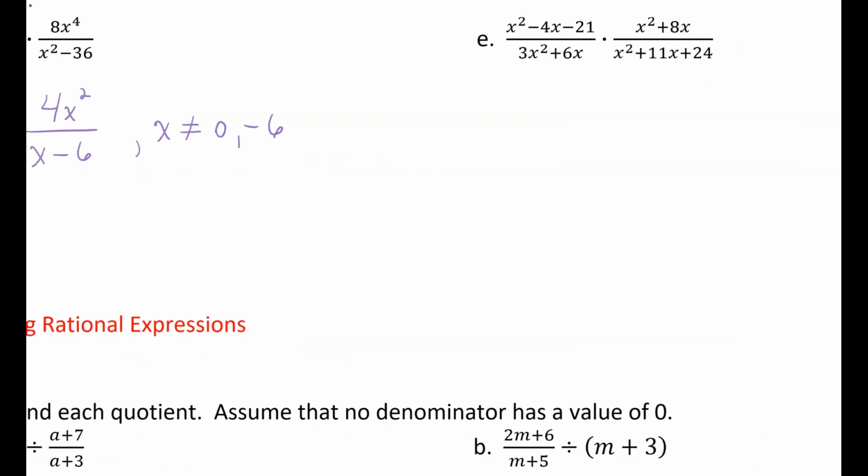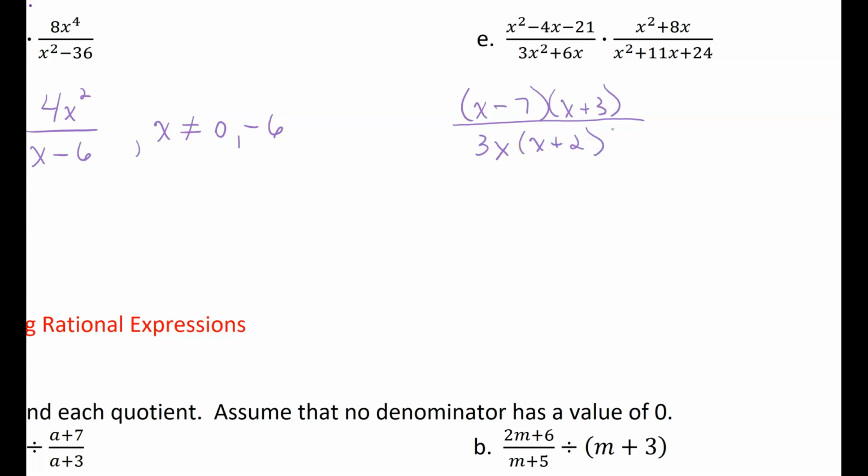All wrong? Okay, so let's talk about factoring. The first one, x squared minus 4x minus 21. What does that factor into? X minus 7, x plus 3. And the denominator, we can take out a 3x, and that leaves us with x plus 2.